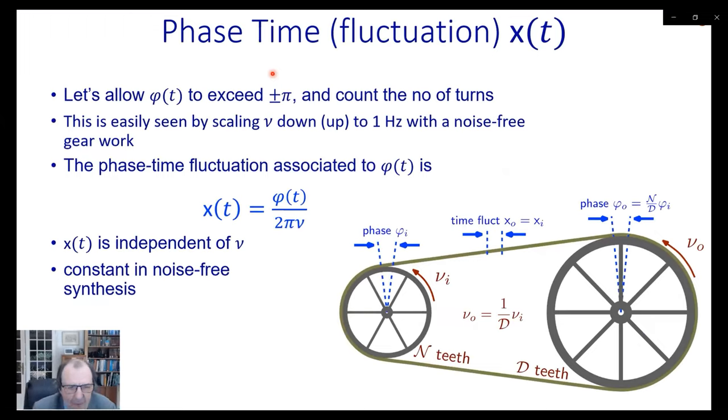Let me stress the importance of the phase-time fluctuation x, and likewise the fractional frequency y. If you allow phi to exceed plus minus pi and count the number of turns, we have converted the phase into time. And this is what happens in a gear work. So, this quantity x is independent of the carrier frequency nu, so it enables a fair comparison between oscillators, components, and so on. And this is a constant in noise-free synthesizers. And likewise, the fractional frequency fluctuation y is a constant in a noise-free synthesizer.